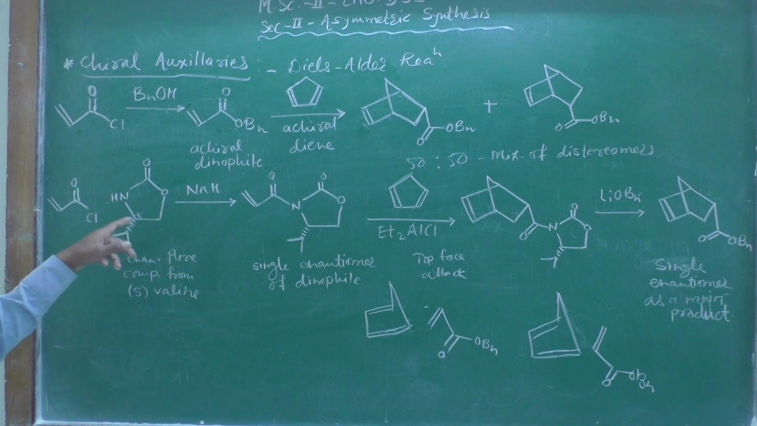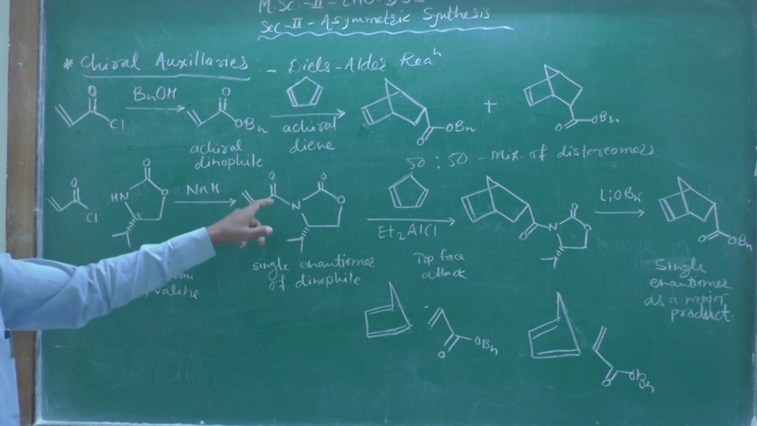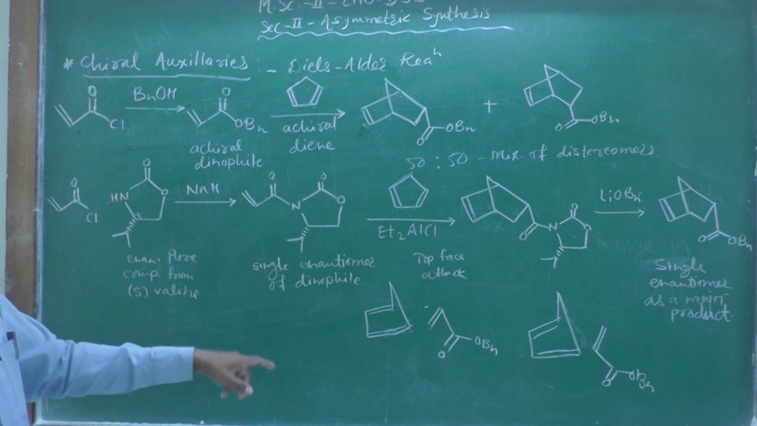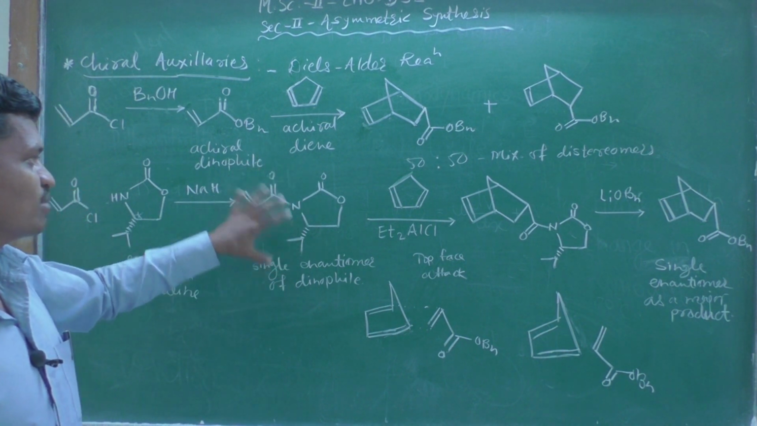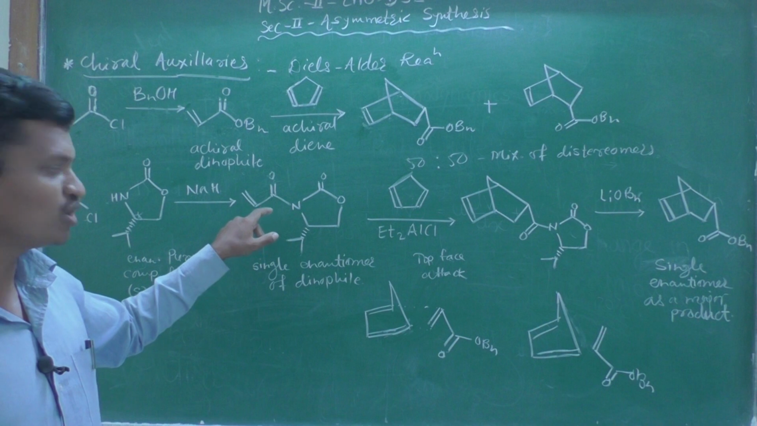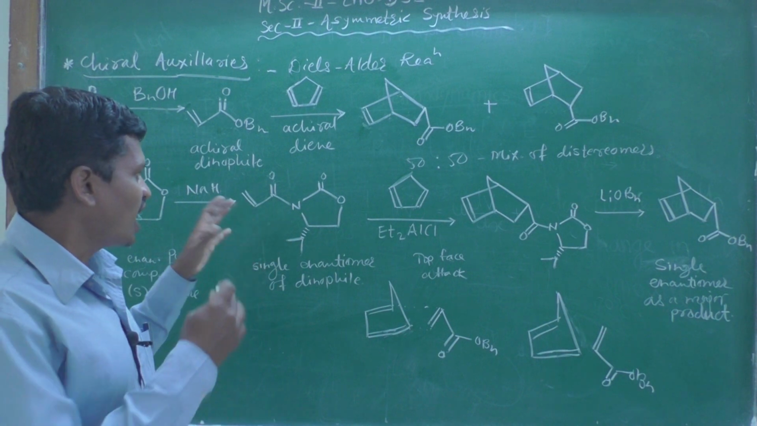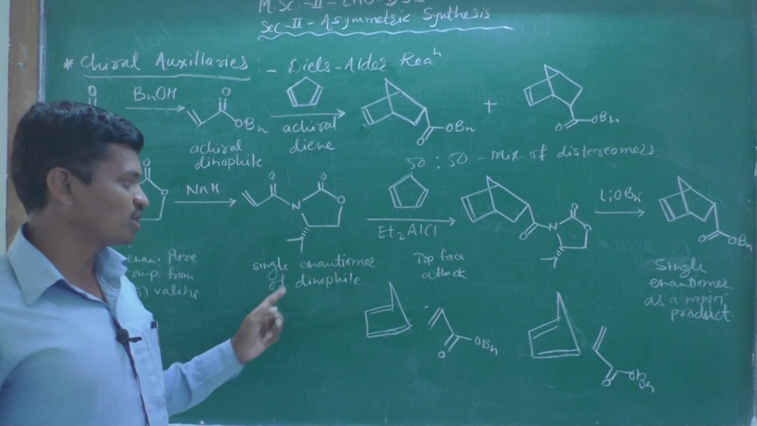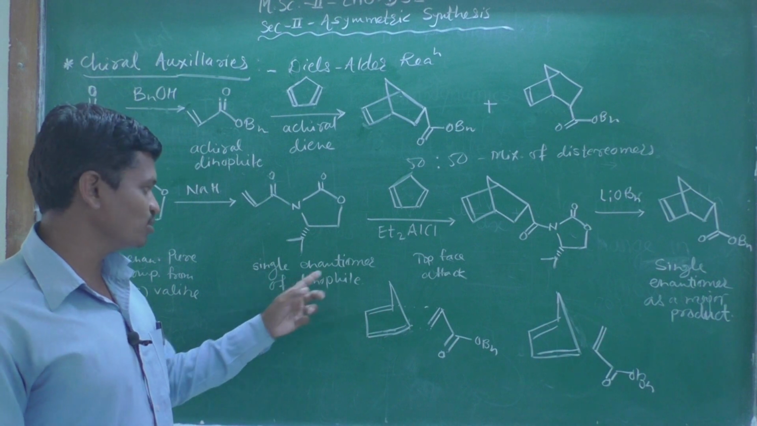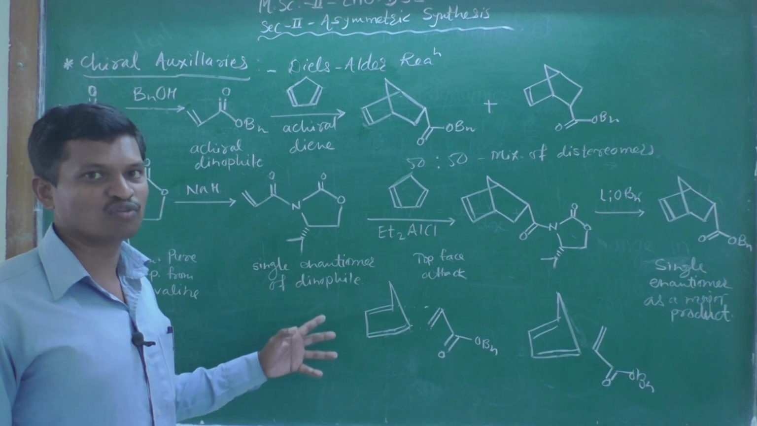HCl will be knocked out, and there is a direct bonding between nitrogen and this carbonyl. So an amide bond will be formed here. Now this is my dienophile. There is no carbon-carbon double bond in this molecule. So that's why I am getting a single enantiomer of the dienophile.